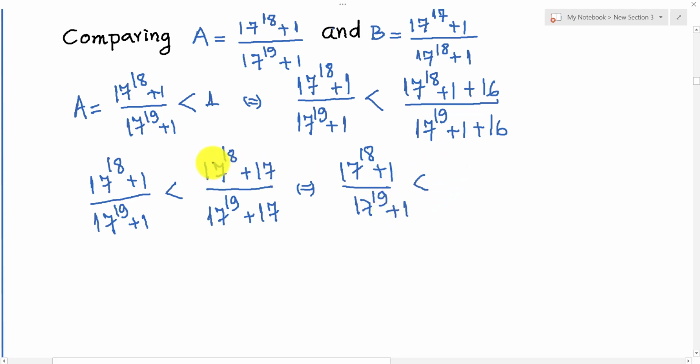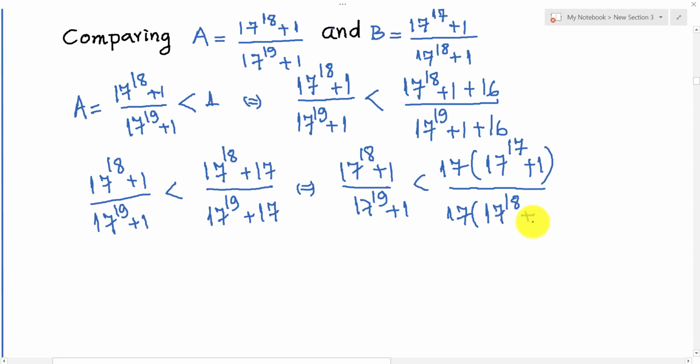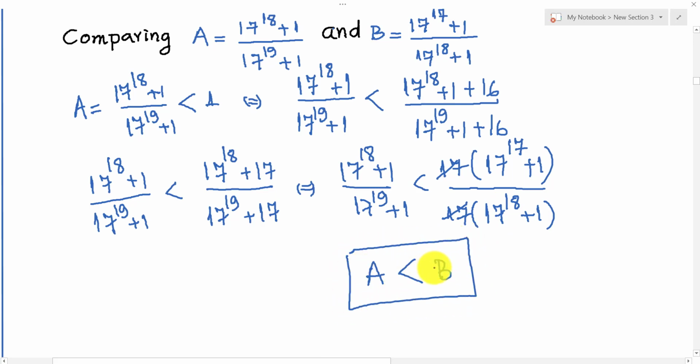We take 17 in common, so we get 17 multiplied by (17^17 + 1) over 17 multiplied by (17^18 + 1). So this 17 and 17 we simplify. So we get this A is smaller than this, equal to B. We get A smaller than B. Is our solution.